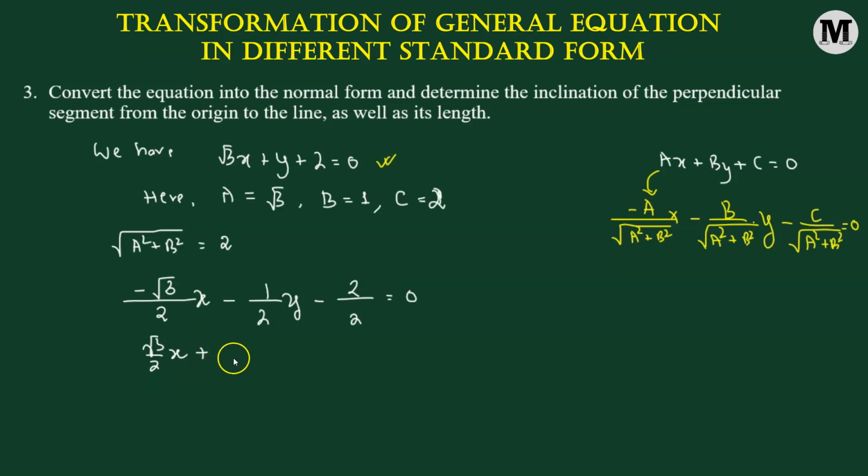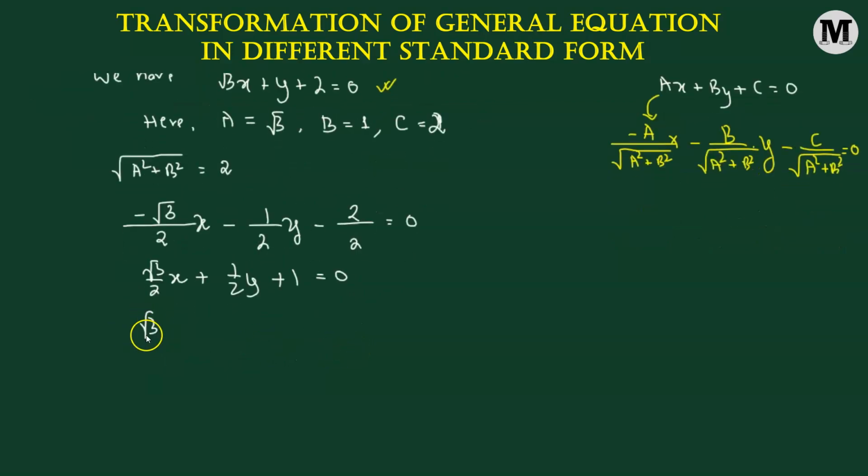Furthermore, what we have here is square root of 3 over 2 times x, then positive y, or half times y, and negative 1, positive 1 equals to 0. So we have square root of 3 over 2 times x plus half times y equals negative 1. Now we know that cosine of 30 degrees corresponds to square root of 3 over 2, so replacing square root of 3 over 2 with cosine of 30 degrees, and half with sine of 30 degrees multiplied to y, equals negative 1.